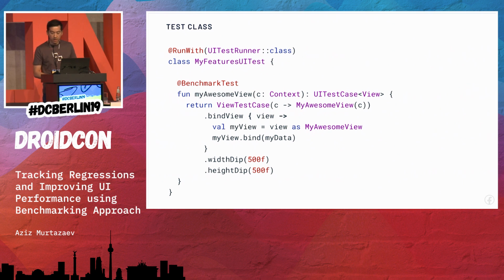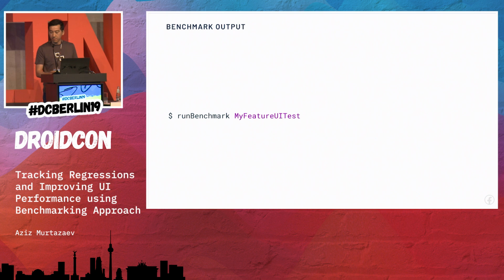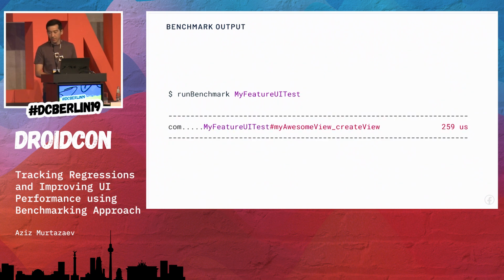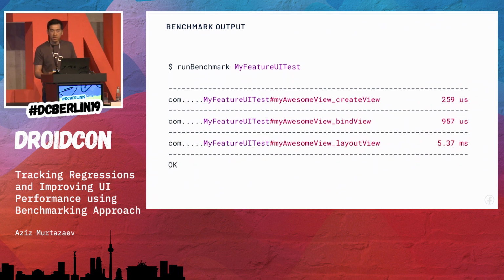First, let's look at what the output would look like if we run this benchmark. We run the benchmark, provide the class name, and for each test method, it will produce multiple metrics. For example, how long it took to create a view. We had the lambda, so we can measure that. How long it took to bind the view, and how long it took to calculate the layout of the view.